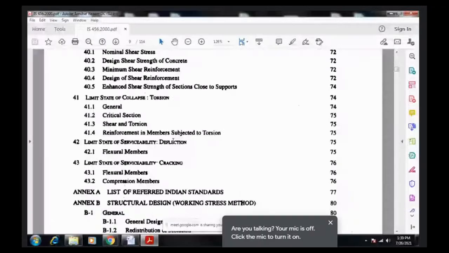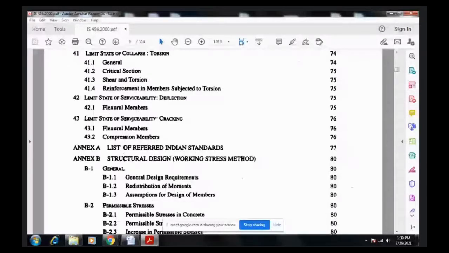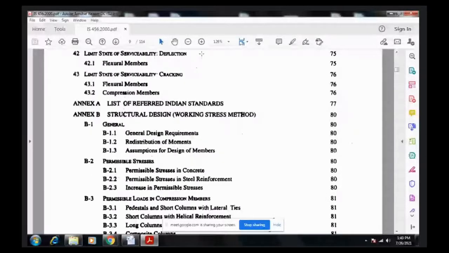Deflection should not be very high. Under cracking, that means the crack width should not be very high, within the permissible limit. So all these things you have to know: how you will manage, how you will get the deflection, how you will get the crack width. All these things you should know.